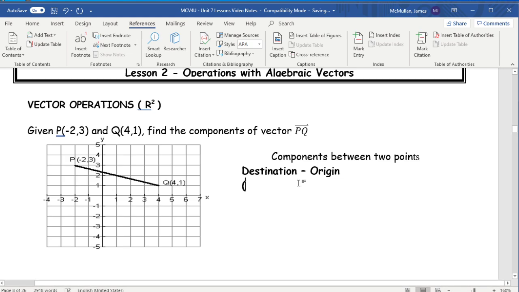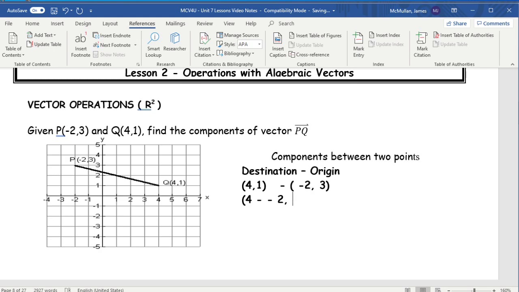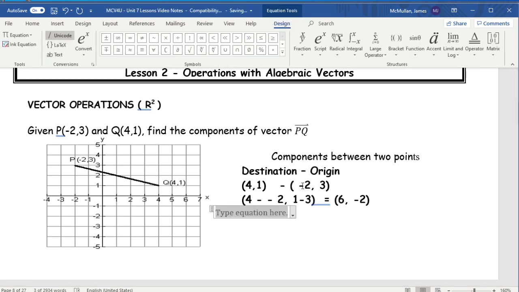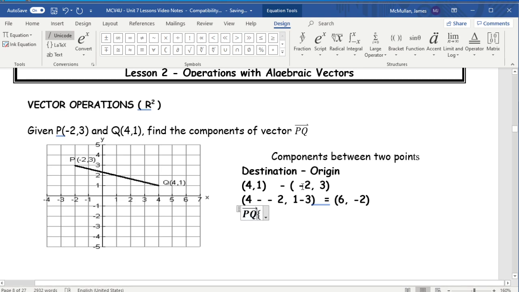So the destination is (4, 1), and you're subtracting the origin, which is (-2, 3), and therefore the vector is 4 take away negative 2, comma 1 take away 3, and that vector is (6, -2). So then what you would write is vector PQ is equal to (6, -2).